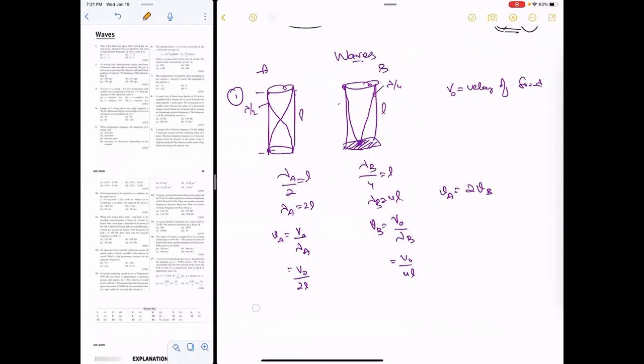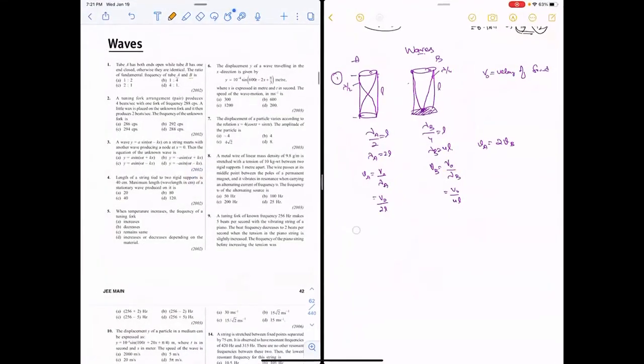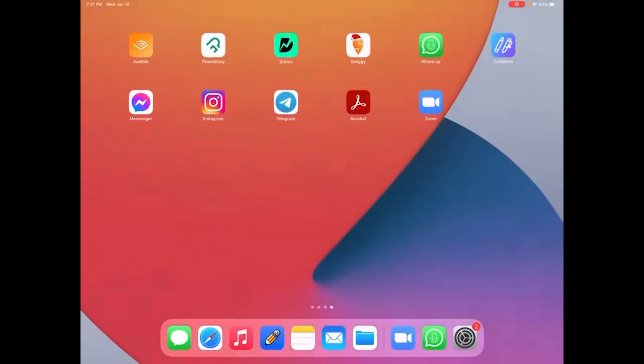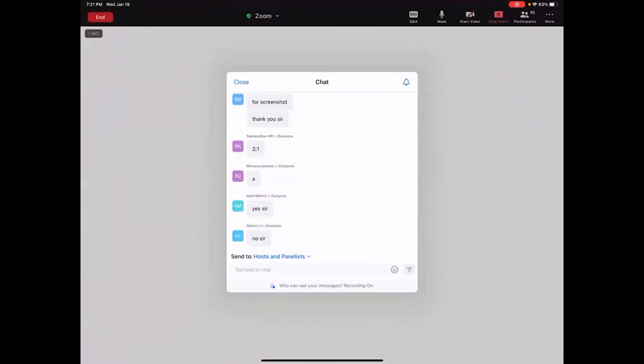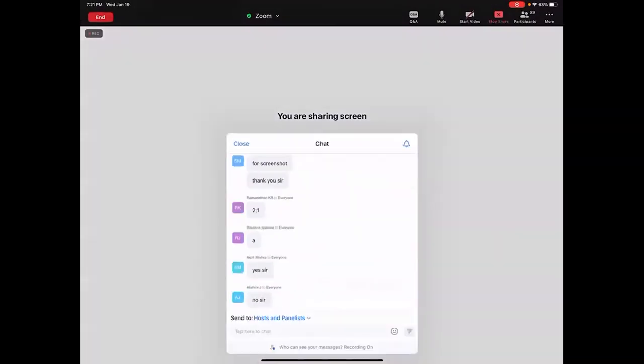Any doubts in this? So let me check. Do you have that answer? So 2:1, option C. Let me see how many got it right. Excuse me, Akshini, what is it? Are you able to understand or not? So you're not able to understand that, Akshini?